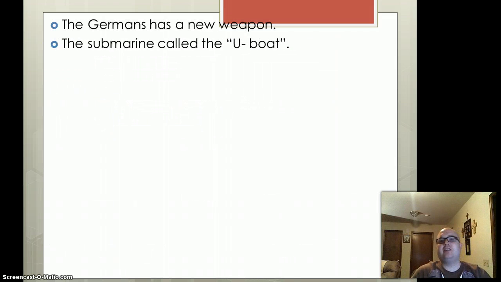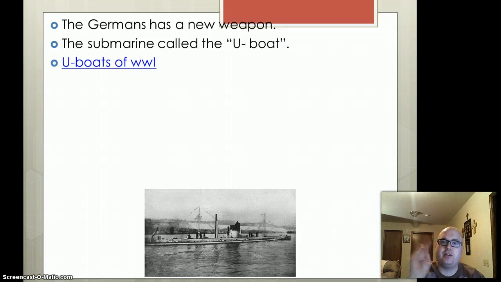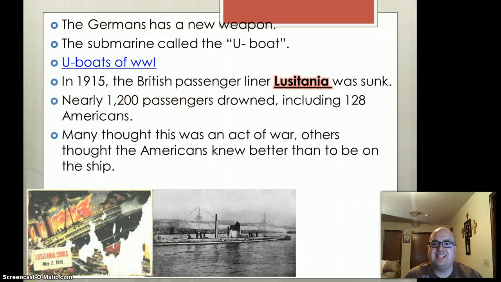So the Germans, though, they have a new weapon: the submarine, called the U-boat. Little video clip here you want to watch. Now, the U-boat, no one's ever seen anything like this before. It's crazy because you can sneak up on ships and blow them out of the water. No one knows about them. They can sneak up on you, boom, blow you up. And the Germans practiced unrestricted submarine warfare.